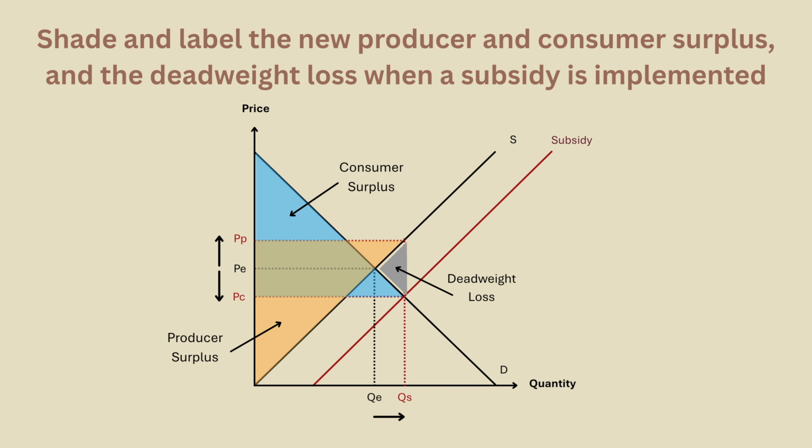Here is the answer. Consumer surplus is always on the top, producer surplus always on the bottom, and in this case they overlap each other. And then we have the deadweight loss, which is this grey triangle.